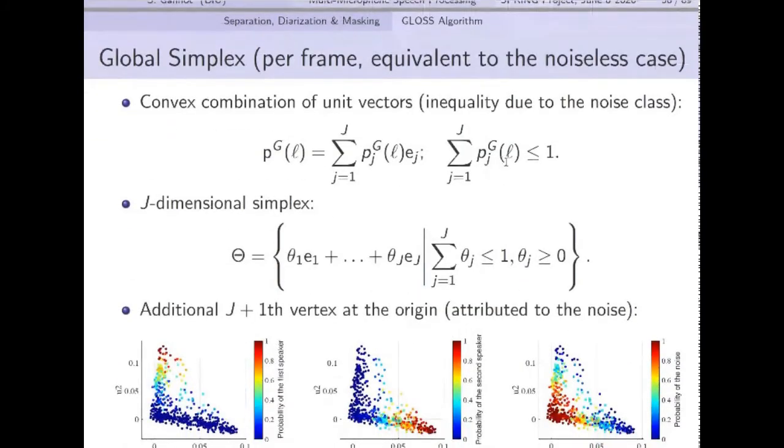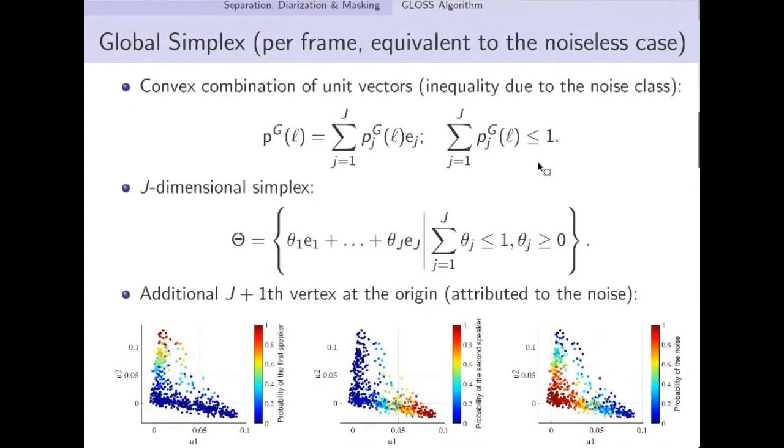Now the summation will not be 1, but smaller or equal to 1, due to the fact that there are some noise samples. The simplex will become larger by 1 all the time, since there is another vertex for the noise, the J plus 1 vertex, which is always in the origin of the system. This is for 2 speakers. But there is another vertex which is related to the noise.